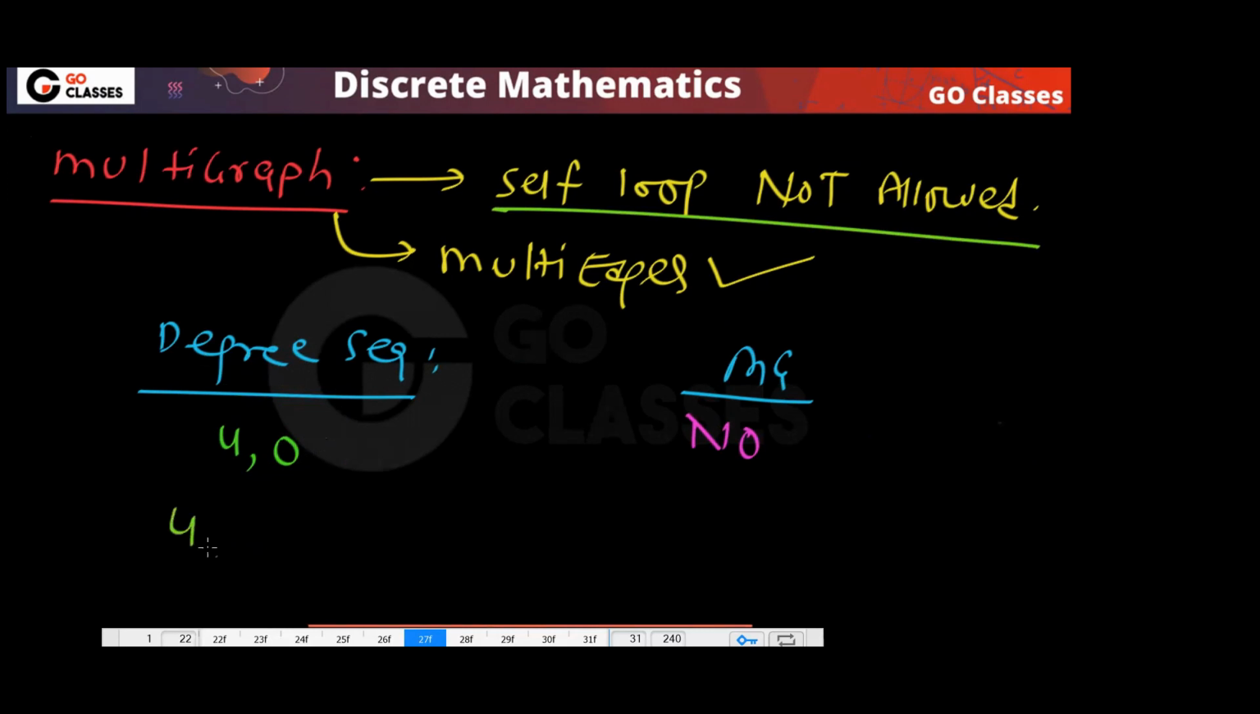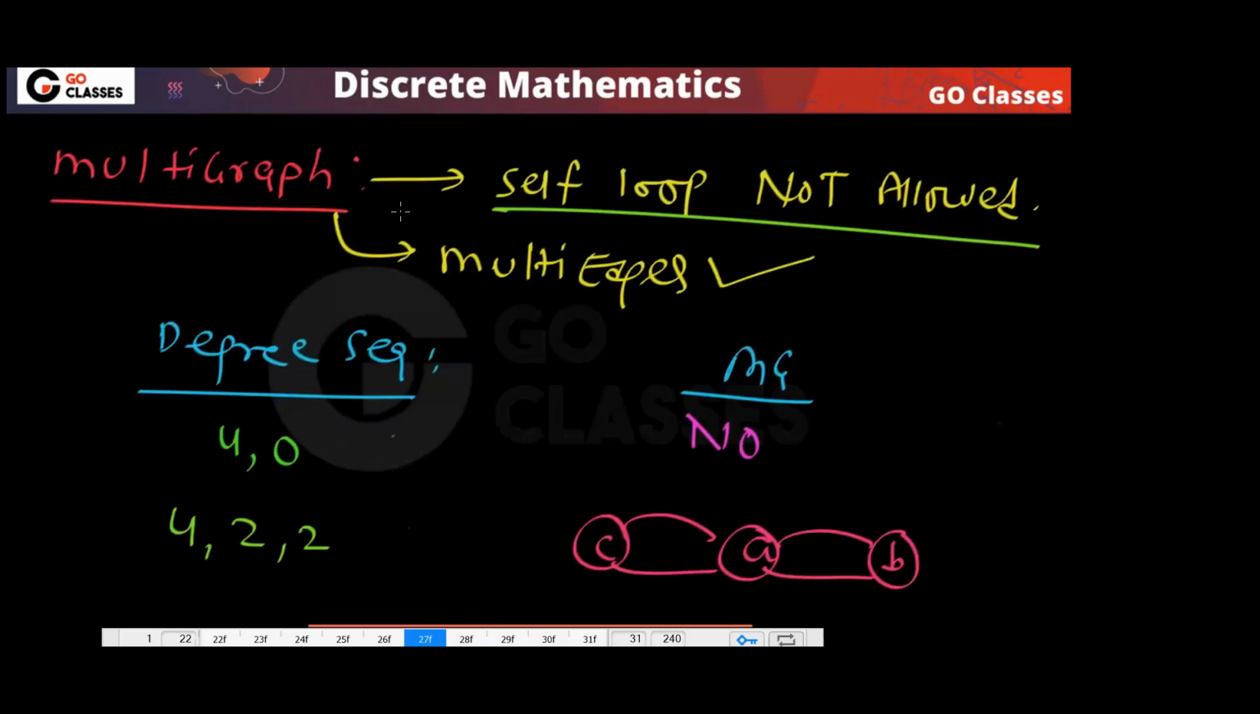Okay, let's see this degree sequence. Like if I have 4, 2, 2. Now for this degree sequence, can you create a multigraph? Yes, I can create. See, I can create this A, B, C. I can create this multigraph. Okay, very simple. So this is the idea.